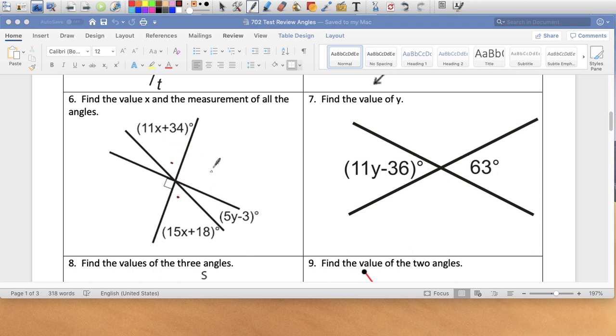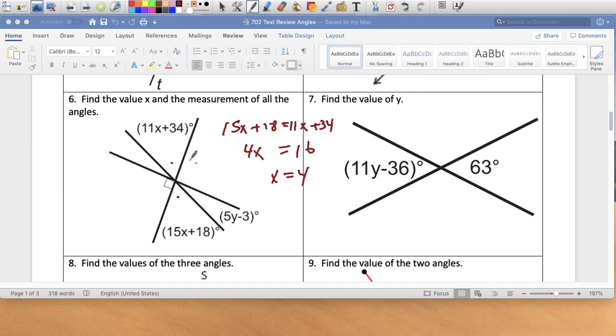And these two angles, they're vertical angles, right? So I know they're equal to each other. I'm going to write 15x plus 18 equals 11x plus 34. So that's pretty easy to solve, right? Minus 11x from each side, I'm going to get 4x equals 16, divided by 4, x equals 4. So now I can solve this, and it's pretty easy.